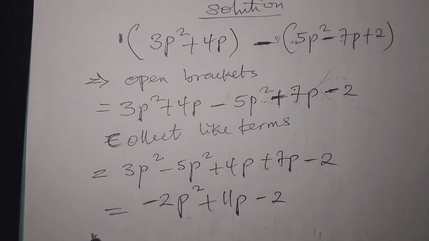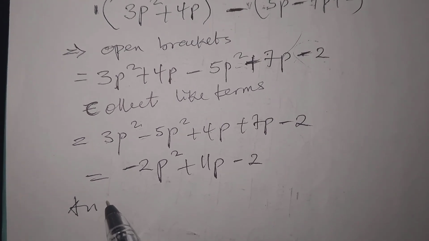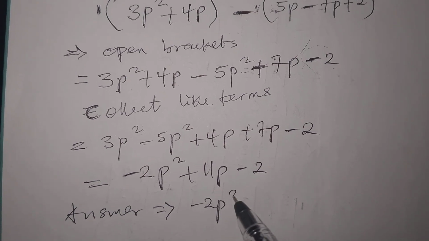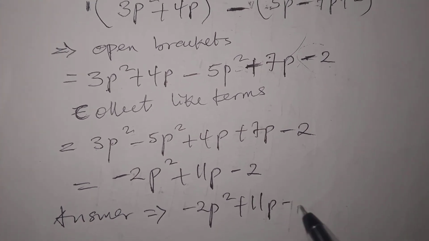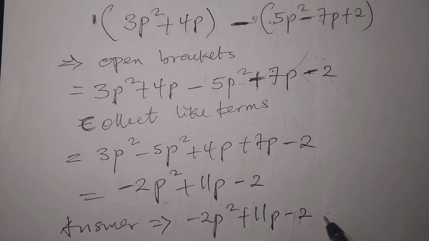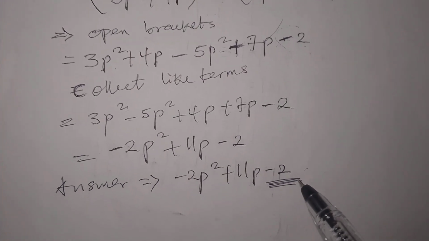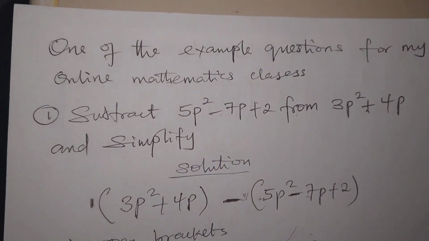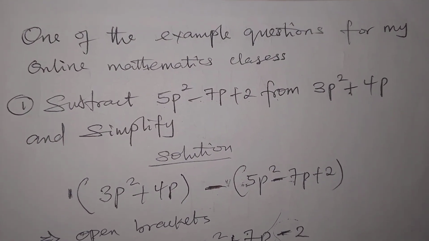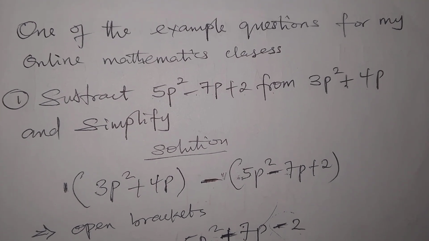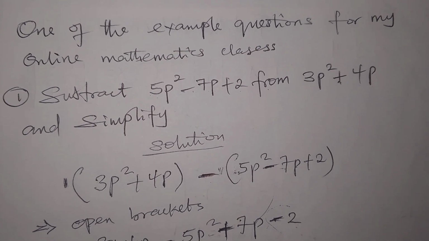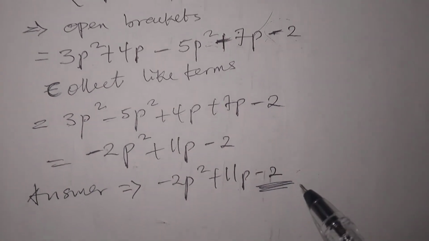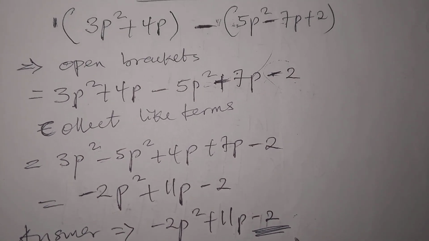So this is the answer to the question. The answer is minus 2p squared plus 11p minus 2. This is the answer to the question that I solved for my online mathematics classes for my students: subtract 5p squared minus 7p plus 2 from 3p squared plus 4p and simplify. This is the step-by-step procedure that I explain to my students. Thank you.